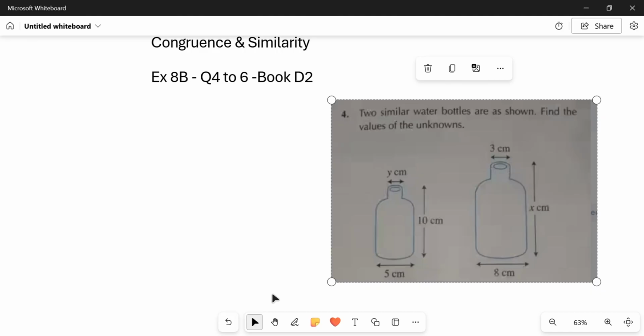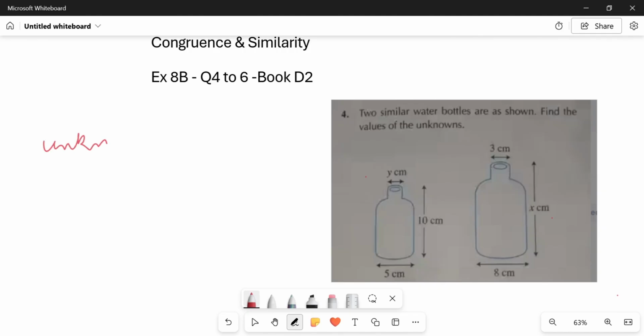So the formula for this type of question is that first of all, you need to write down the unknown value, right? Here the unknown values are y in the small bottle and x in the big bottle. So what we need to do is find the value of x first. How are you going to find the value of x? Learn this formula, it will help you out.